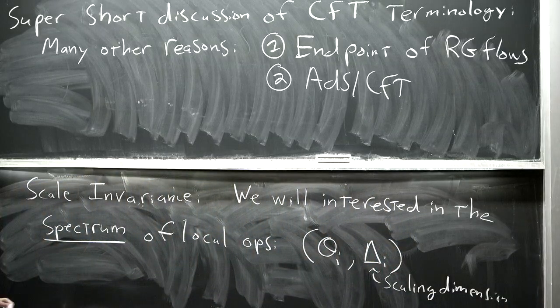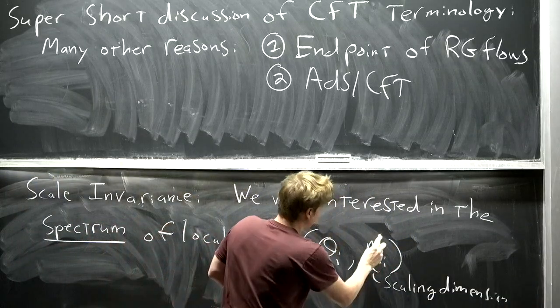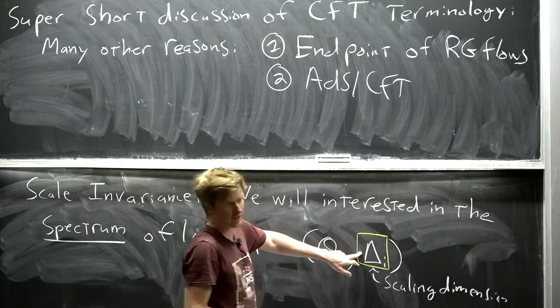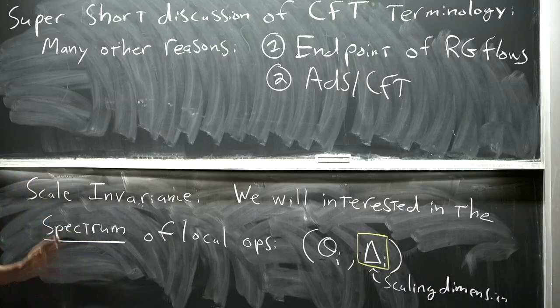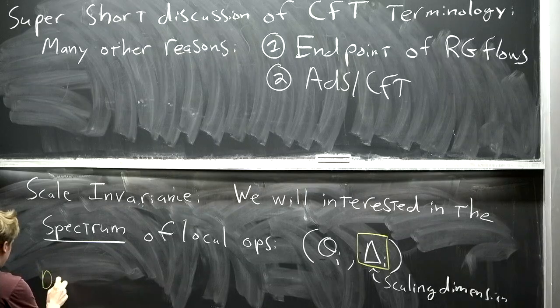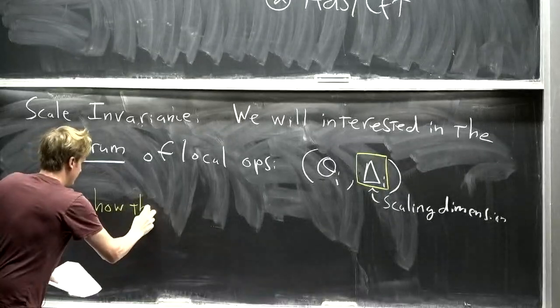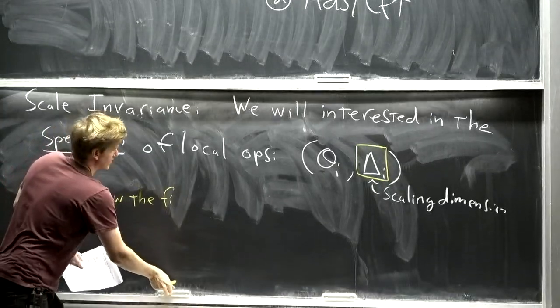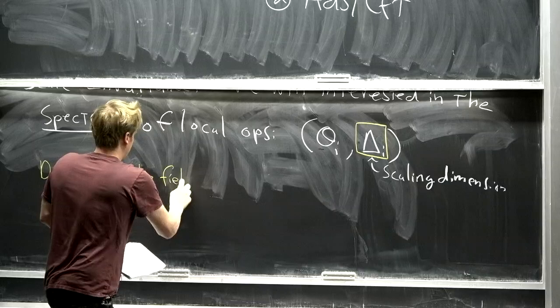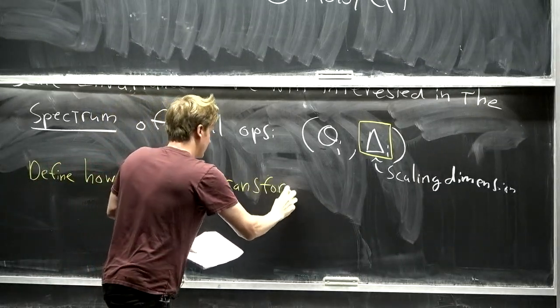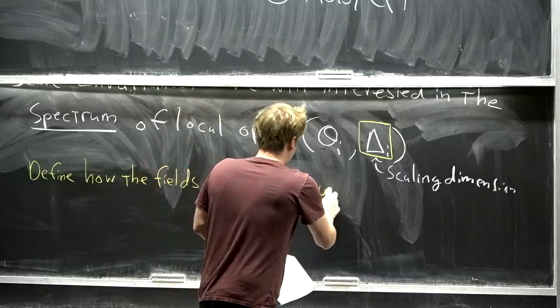And so these Delta_I that come along with each operator define how these local operators transform under scaling. So these will be very important to understand because these will determine, for example, the scaling behavior as we approach collinear limits. And in particular, what these do just for local operators is they define how the fields transform under a scaling transformation.